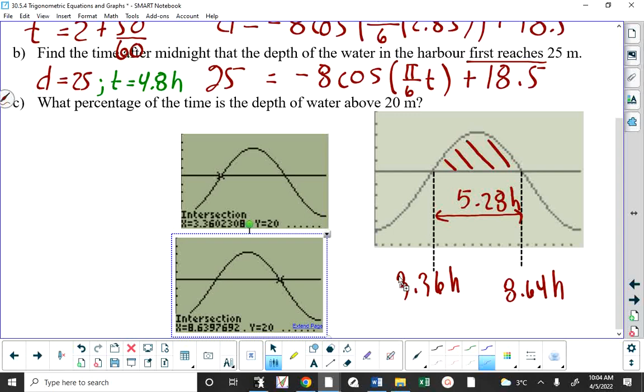Why 12? Right, that's the period. That's the whole time here. This is 12 hours. So looking at it, if I gave you an exam with 12 marks and for some reason I gave you 5.28 marks out of the 12, your percentage would be 5.28 divided by 12 times 100, which is going to be a little less than 50%.